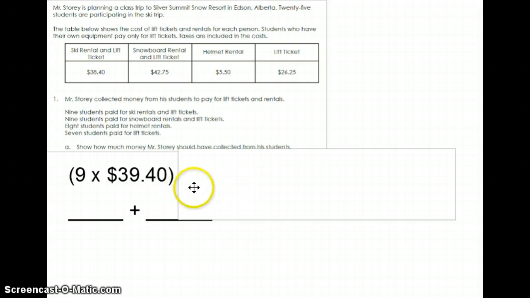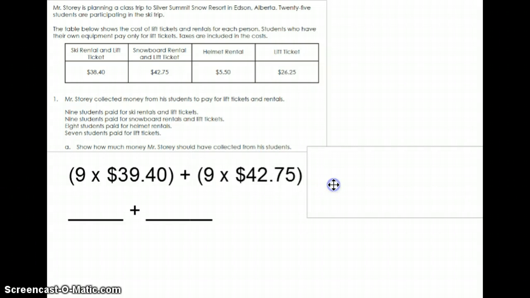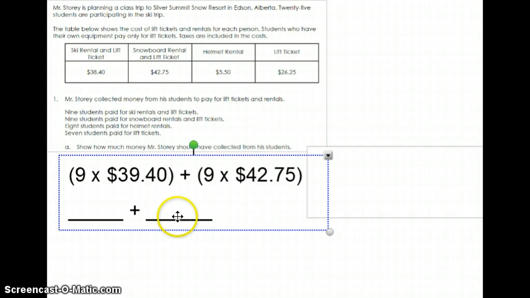Then you would add that amount to the next 9 students that paid for snowboard rentals and lift tickets, and so on for the 8 students and the 7 students. To solve the equation, you multiply everything in the brackets first, write that down, and rewrite it, adding each number together to get your answer.